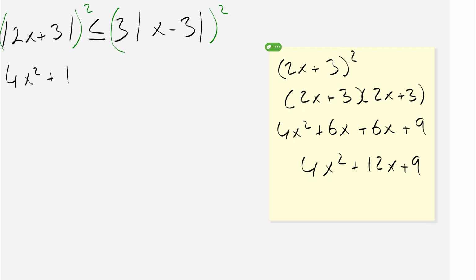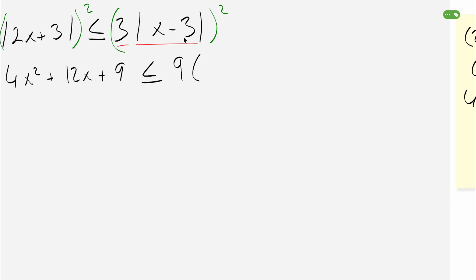4x squared plus 12x plus 9 is less than or equal to, now let's be careful here, we've got two parts to the right hand side. We've got the 3, which is multiplied by the x minus 3 squared. So the 3 is fairly straightforward. We know that the 3 will square to 9, but it's going to be 9 times whatever x minus 3 squares out to.